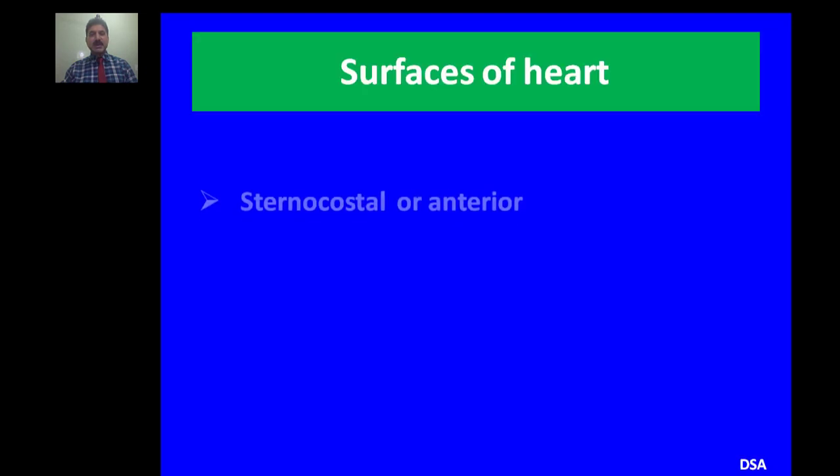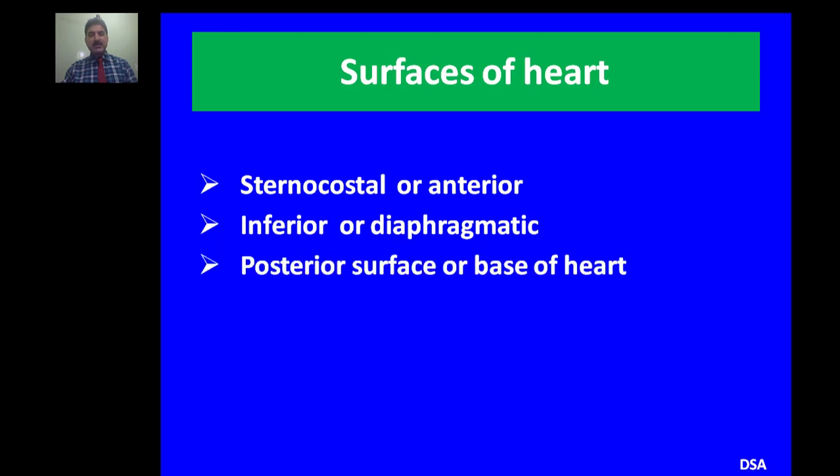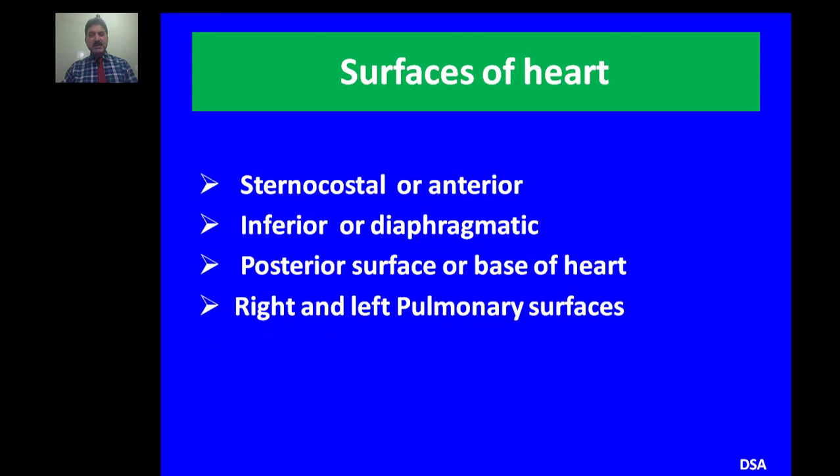Surfaces of the heart are sternocostal surface. This surface is also called the anterior surface of the heart. Inferior or diaphragmatic surface. Posterior surface is also called base of the heart. Right and left pulmonary surfaces are also described in certain textbooks.